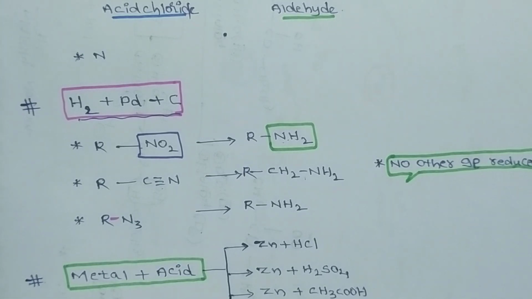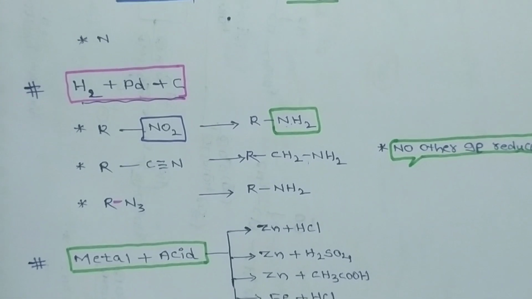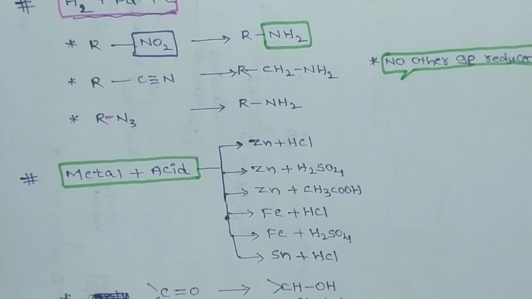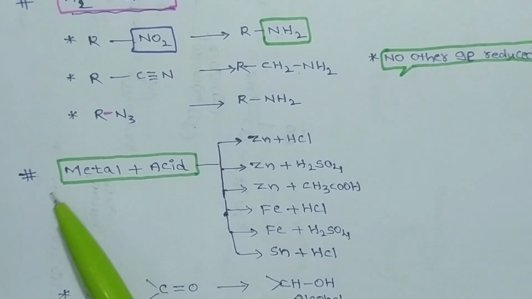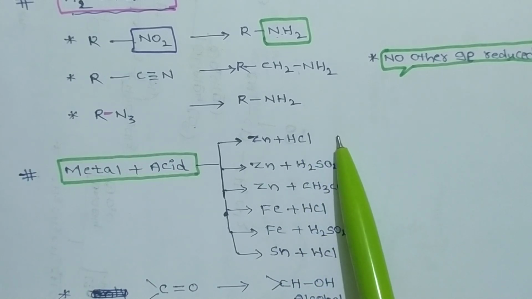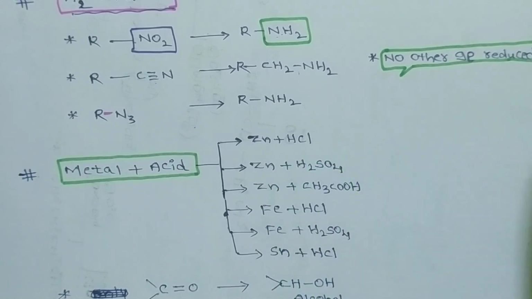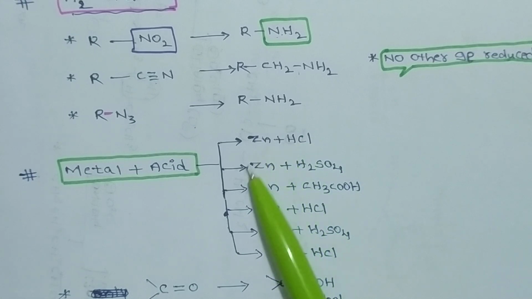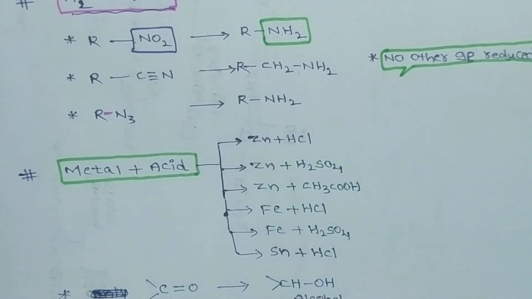Next one is metal plus acids. Now these are also called reducing agents. Metal plus acid: zinc plus HCl, they are liberating hydrogen. Metals are reacting with acids, liberating hydrogen. All these are providing hydrogen. So therefore the compounds are undergoing reduction.